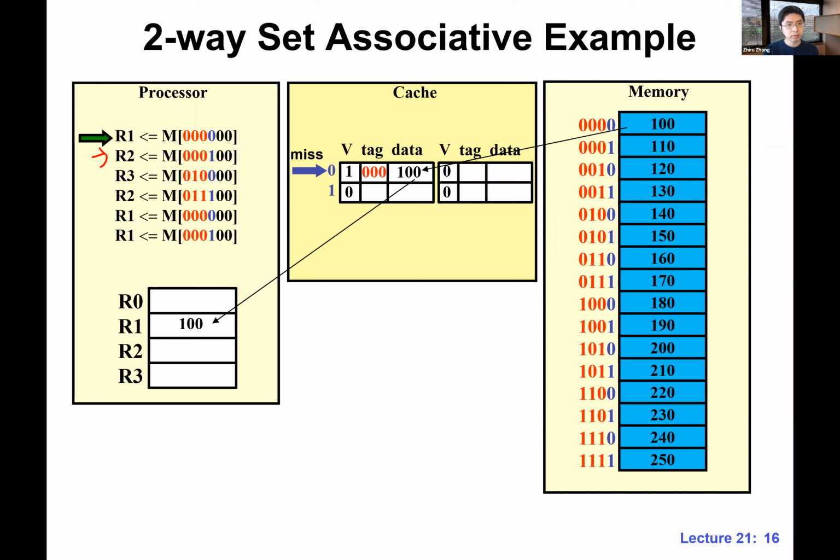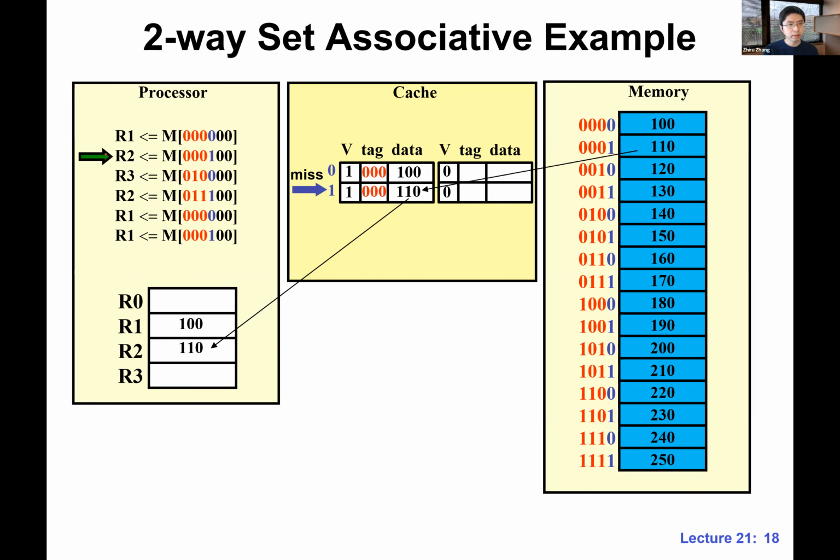Which set do we address? Which row do we address? Cache row or cache set? 0, 1. 1, very good. We read the blue bit. Again, this is a miss. In this case, we allocate the cache block in one of the ways, and then put 110 over there.